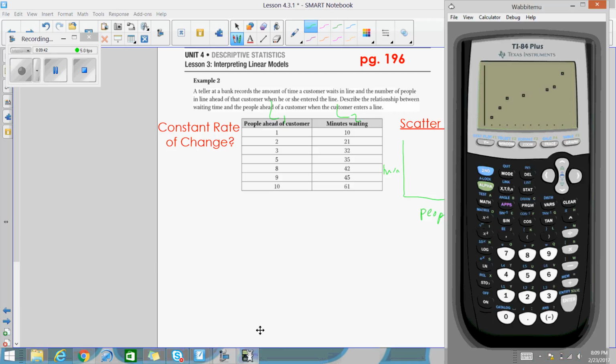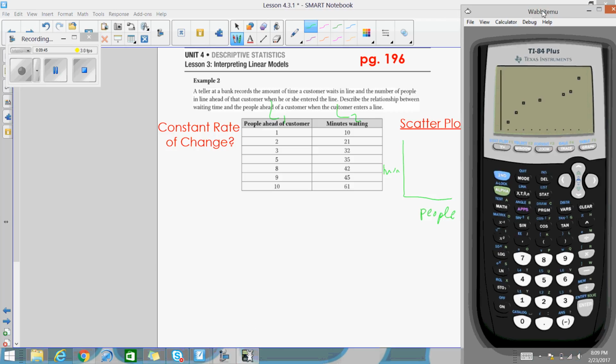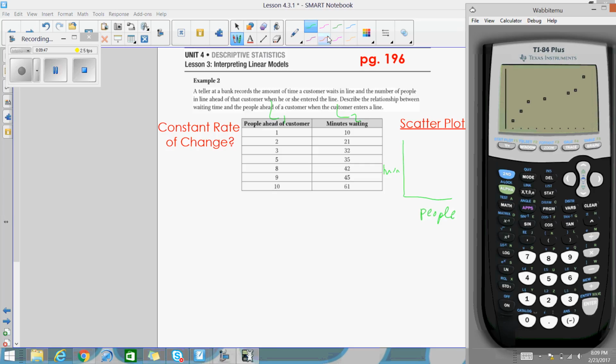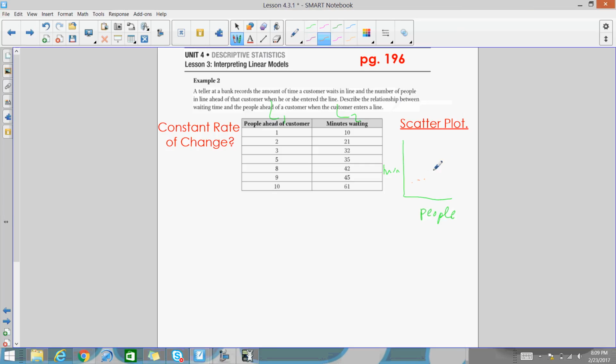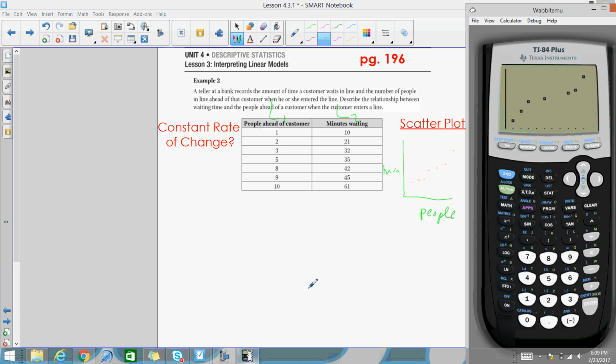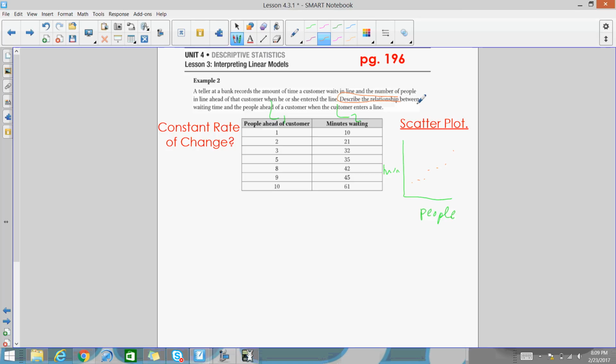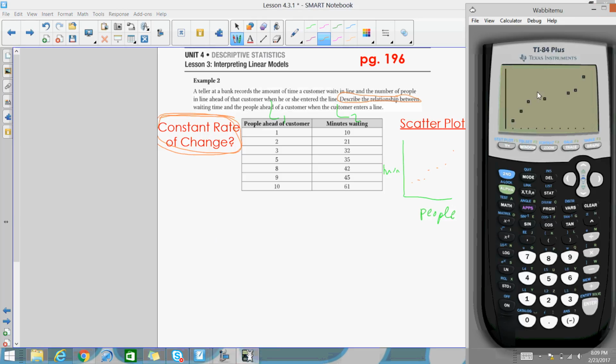All right, so this is what your scatter plot should look like. Great. So now we want to describe the relationship between the waiting time and the customers ahead. So we want our constant rate of change, which means we want this to be a linear function, which it clearly is. So what we want to do is find our line of best fit.